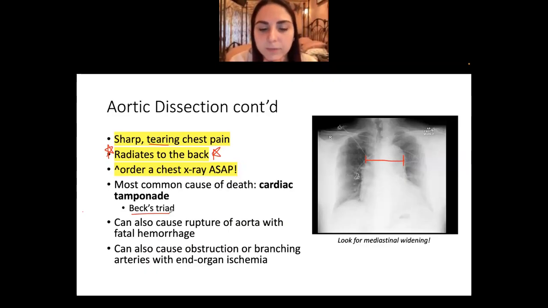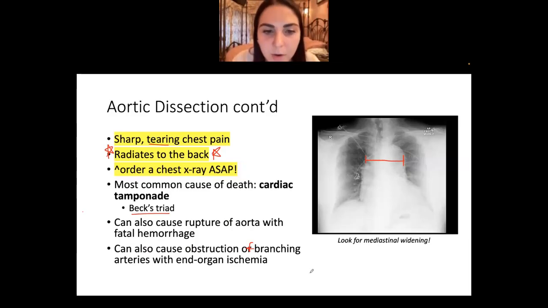Hopefully it makes sense why you would get a pericardial effusion with a dissection, and I have a picture to visualize that. It can also cause rupture of the aorta with hemorrhage. The aorta itself can just rupture rather than going into the pericardium and pooling there. It can burst open, and you can bleed into your thoracic cavity and die that way. Sorry for that image.